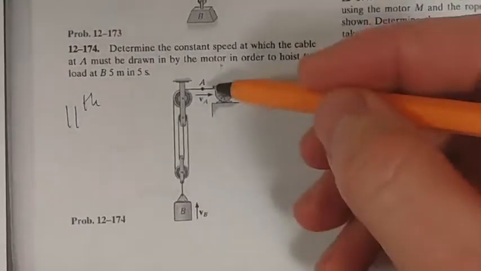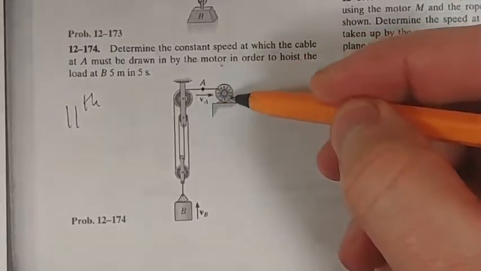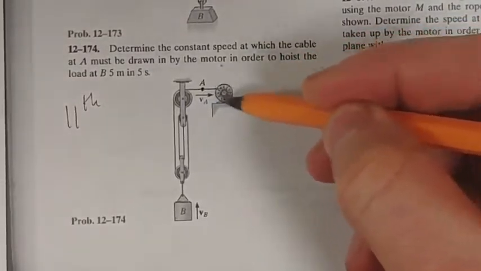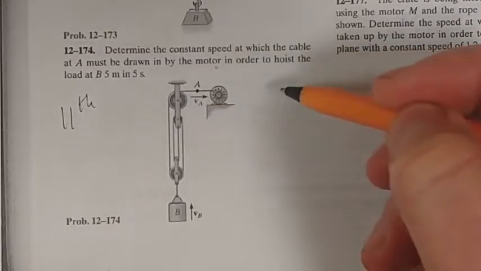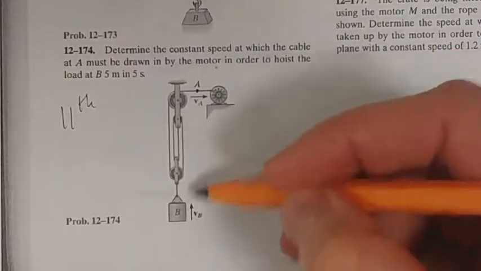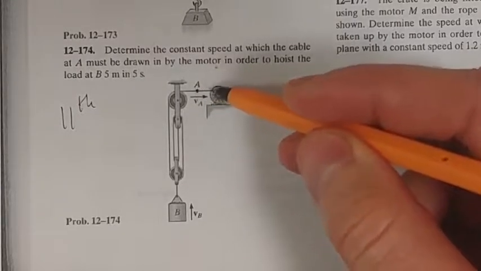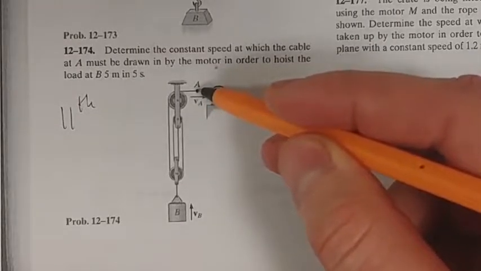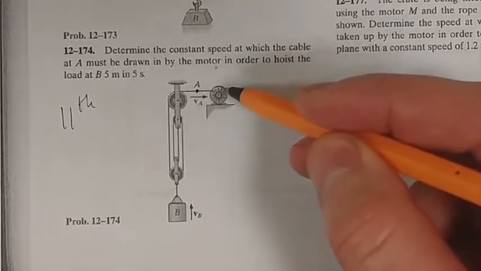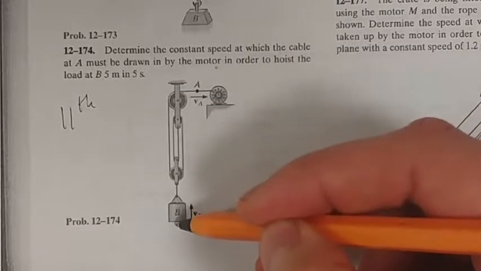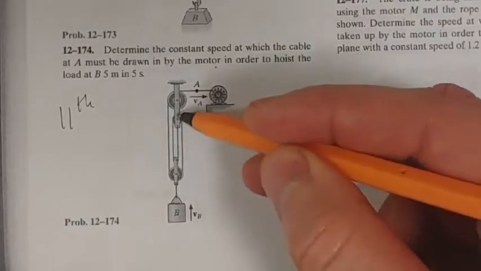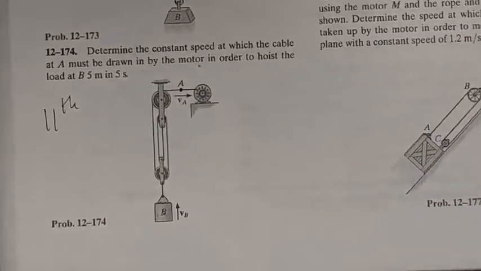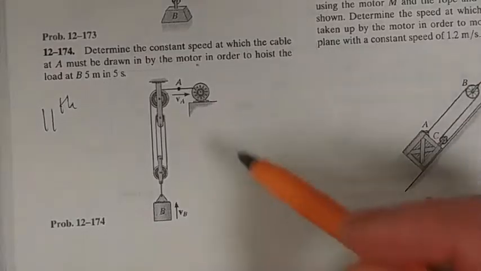So we have this point here that's being pulled in by the motor, right? It's being pulled in by the motor, so it's going at a velocity in that direction. Or rather, should I say, its motion. Its movement is in that direction, and B is related to this point via this complicated pulley setup. Okay, so we want to know.